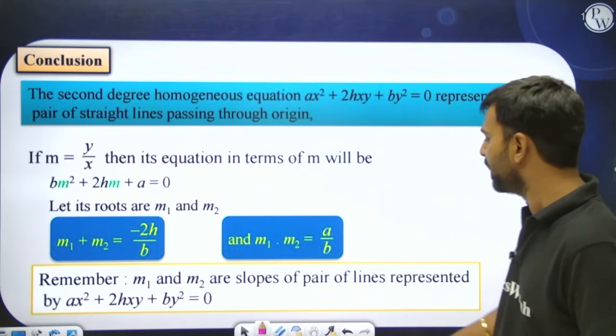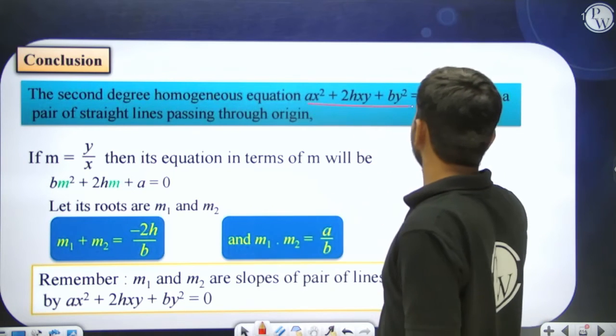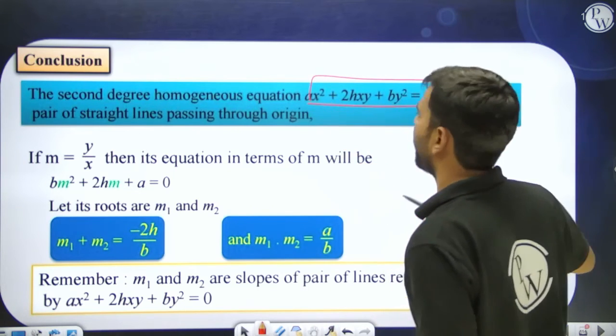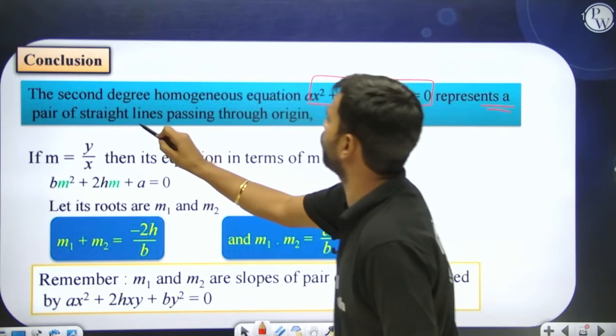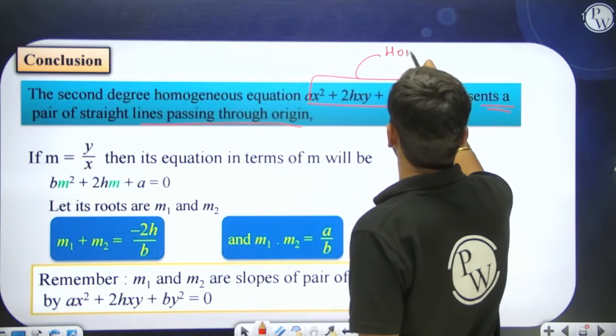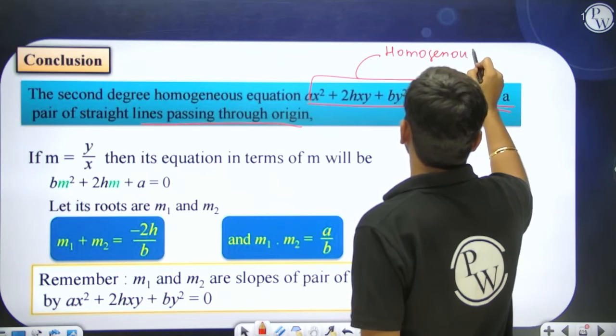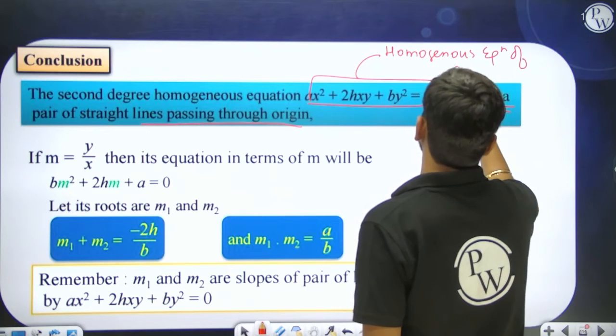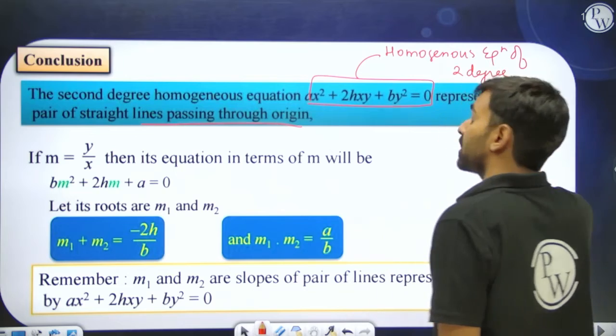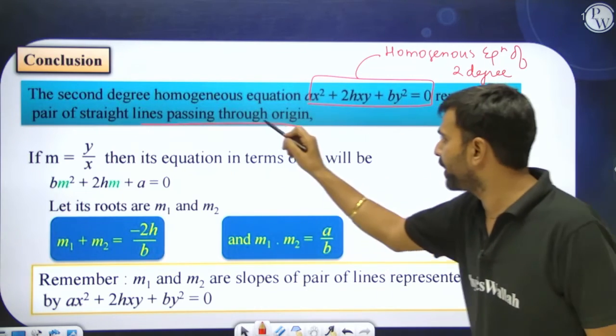So the conclusion. Number 1: the equation ax square plus 2hxy plus by square represents a pair of straight lines passing through the origin. This is a homogeneous equation of 2 degree. Over here, this represents the product of two lines which are passing through the origin.